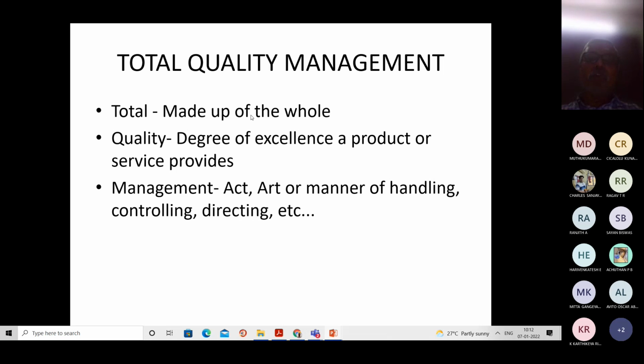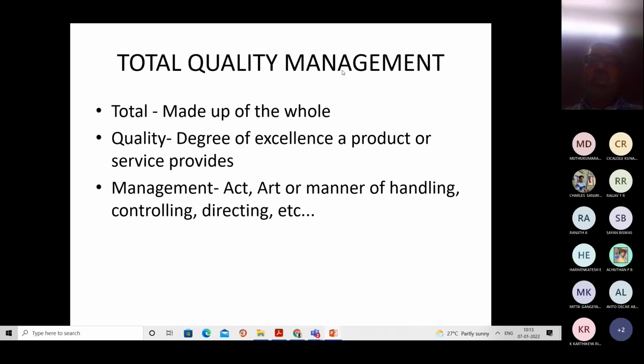Total means made up of the whole. That is the literal meaning. So quality, this is a very nice word: the degree of excellence a product or service provides. You know very well what excellence is. So quality means excellence, whether in features, performance, or surroundings, if it is a service. All these things come under the category of excellent service, excellent product. So that is quality.